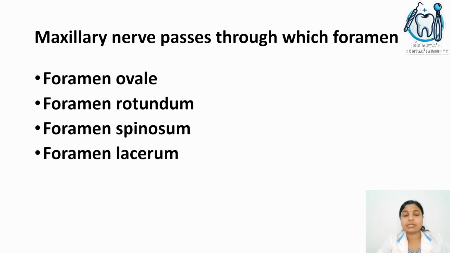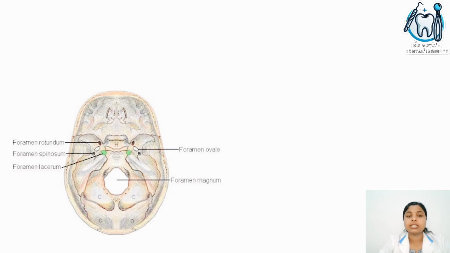Coming to the next question: the maxillary nerve passes through which foramen? Foramen ovale, foramen rotundum, foramen spinosum, or foramen lacerum. Let's go to the discussion. These are the various important foramina. This is the foramen ovale, this is the foramen magnum, this is the foramen rotundum, this is the foramen spinosum, and this is the foramen lacerum.